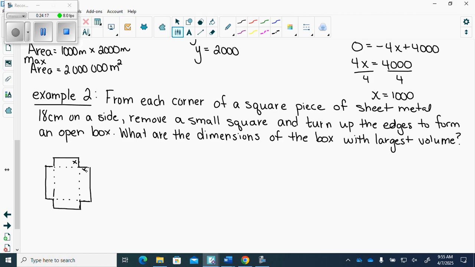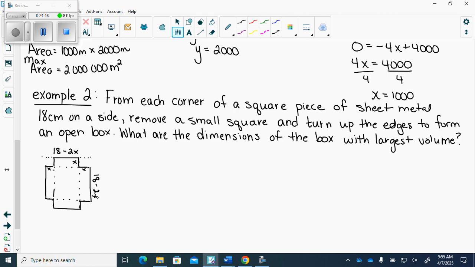Those were X pieces. So the whole length across is how much? 18. But we have to take off what? Minus 2x, right? And then this length is the exact same, but the image is not drawn to scale. 18 minus 2x.